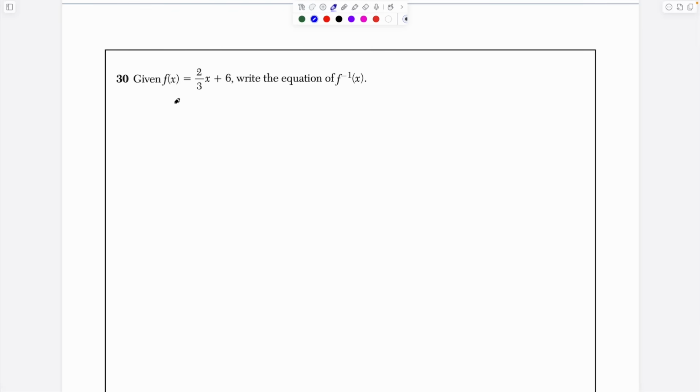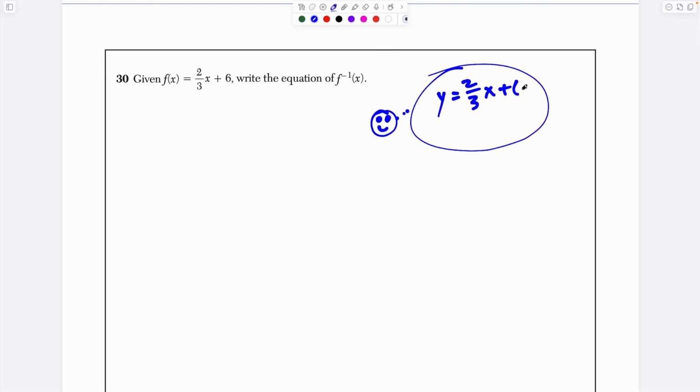Question 30, given f of x equals 2/3 x plus 6, write the equation of f inverse of x. So anytime you want to find the inverse, what you want to do is switch x and y and then solve for y. So what I mean by that is I think of this as saying y equals 2/3 x and then plus 6. So we're going to take the x's and y's and switch them. Okay, so what I'm going to write next is x equals 2/3 y and then plus 6.